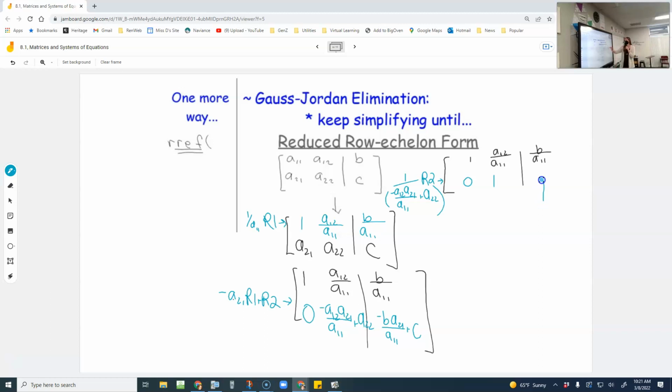Because my first solution is going to be this nastiness of 1 over my negative A12, A21 all over A11 plus A22, all times negative B A21 over A11. Is it gorgeous? No. Is it an answer that will be gotten absolutely every single time, regardless of whatever numbers are given for a 2 by 3 matrix? Yes.